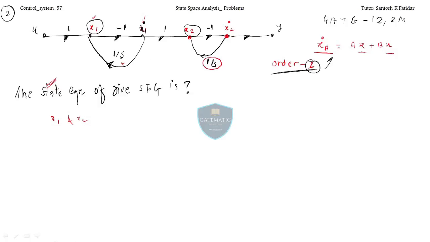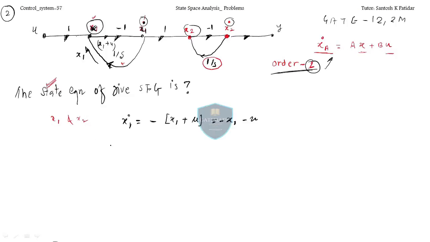I need the equations for x1 dot and x2 dot, isn't it? So what is this branch all about? This branch is nothing but the summation of this and this, isn't it? In this branch, the integration of x1 dot, that is x1, is coming here. So this branch is x1 plus u. It's going to be multiplied with minus 1 and giving you x1 dot. So x1 dot is minus x1 minus u.